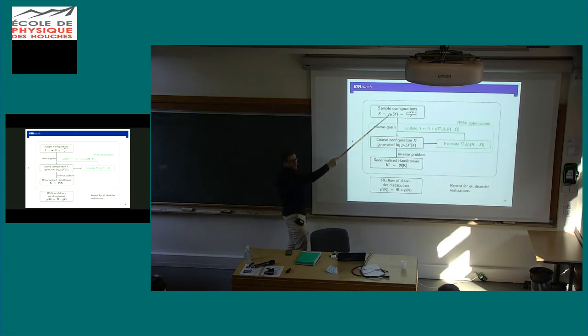So once you're given those samples, this is the input. You have your initial guess for the coarse-graining rule. Right, so you apply the coarse-graining rule to the samples. You construct your coarse-grained samples.